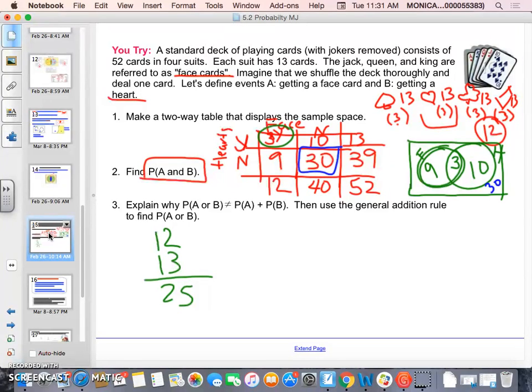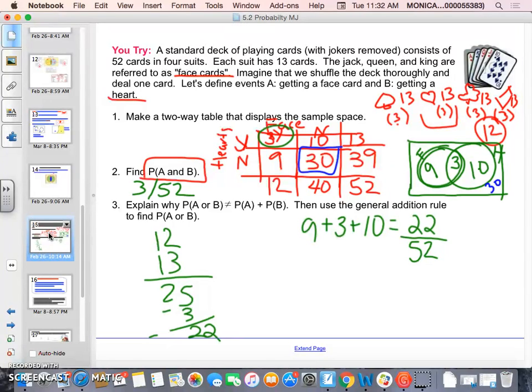So that's why you have to use the general rule and then go back and subtract the probability of A and B because you don't want to count it twice. So you would then subtract the 3 and you would get a total of 22. And if you notice, 9 plus 3 plus 10 equals 22. And so the probability of getting a heart or a face card is 22 times out of 52 cards in the deck. The probability of getting a heart and a face card, well, that's going to happen 3 times out of 52 cards in the deck.